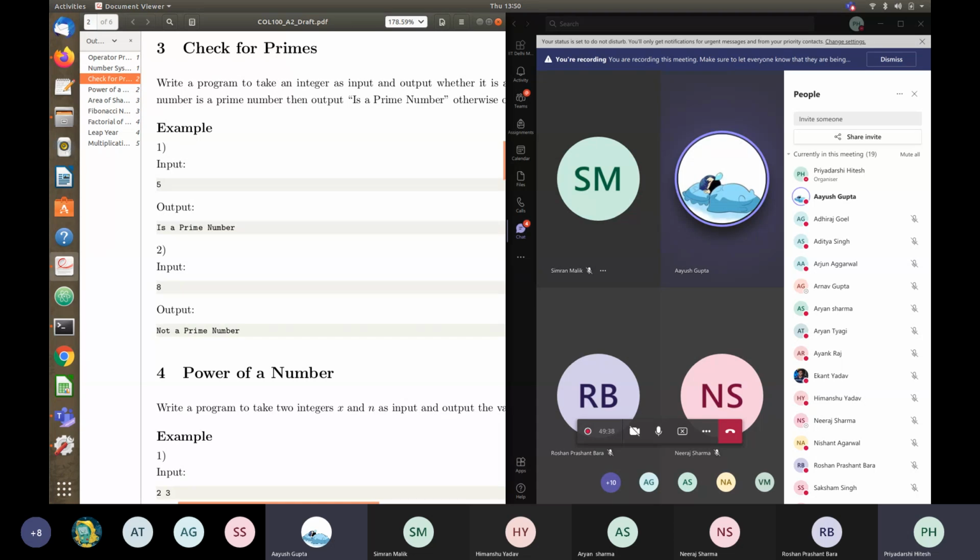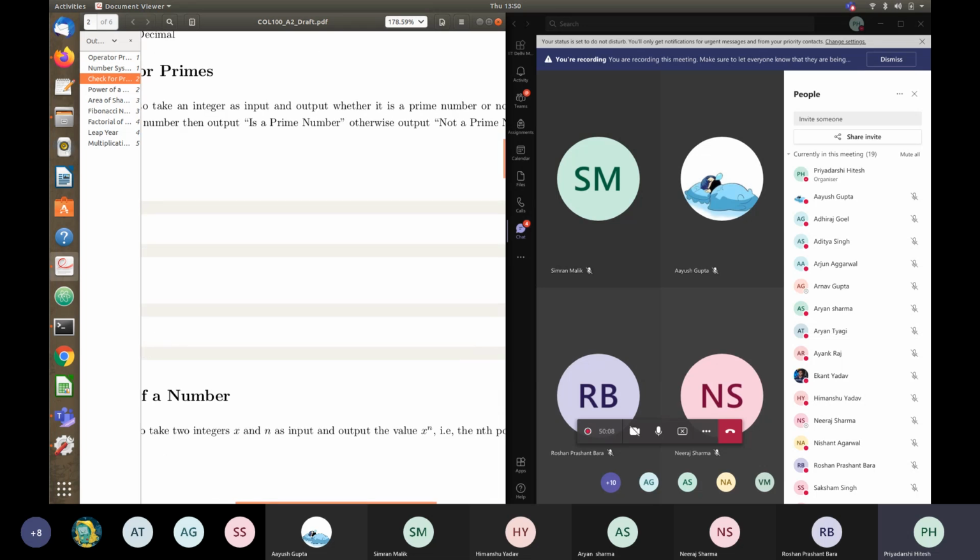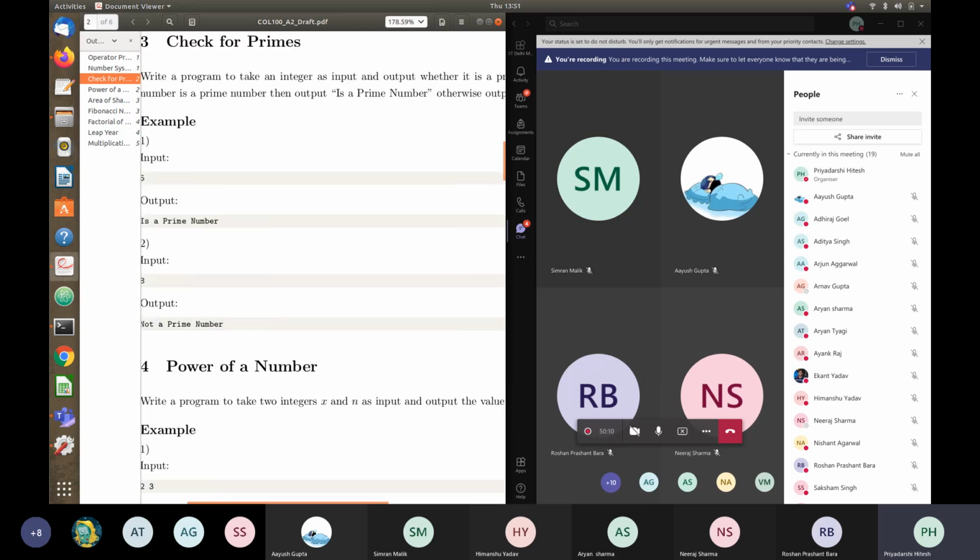Yes, sir. Don't feel shy. If anyone has any doubt, or is thinking that everybody is getting it and I'm not getting it, don't feel shy, because this lab session is for that only. Just unmute yourself and ask your doubt. We will solve it together here only. Okay, nobody? So shall I show it by coding it or should I leave it?